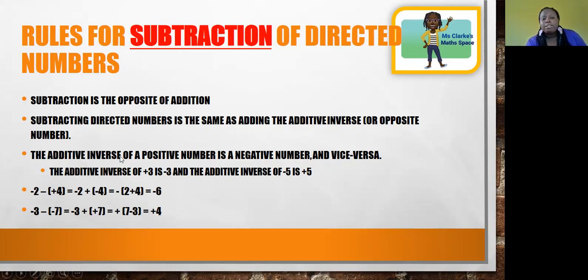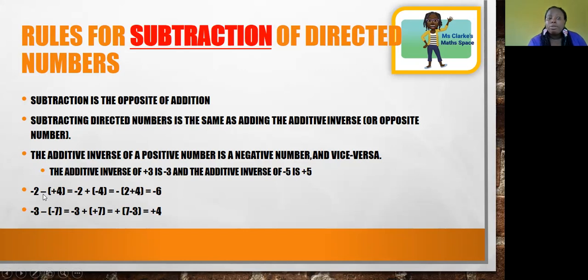So the additive inverse of a positive number is a negative number, and vice versa, meaning that the additive inverse of a negative number is a positive number. All right, and we have 2 examples here. The additive inverse of negative 3 is 3, and the additive inverse of negative 5 is positive 5, and vice versa, of course.